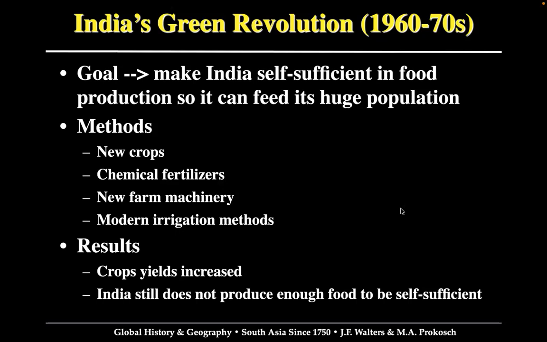But India is going to have their own form of a green revolution in the 60s and 70s because they generally were looking for ways to feed their population. That being said, they are still not quite there with being able to feed their entire population.